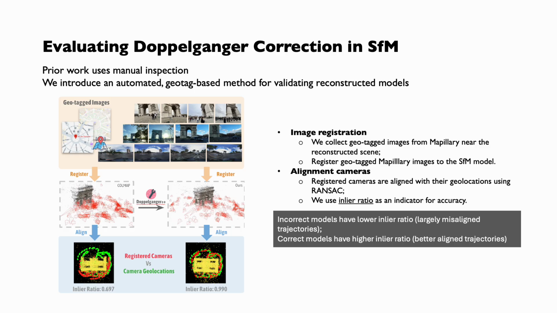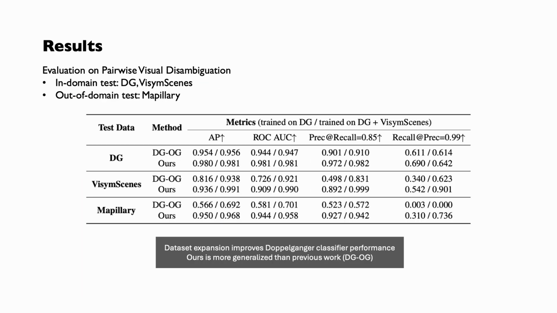We also noticed that there is no reliable benchmarking method for evaluating the accuracy and correctness of reconstruction results, especially in terms of how well they address the doppelganger issue. Therefore, we propose a comprehensive evaluation protocol to assess both reconstruction correctness and completeness. Essentially, this involves registering geotagged images to the SfM results and comparing how well the registered cameras align with their actual geolocation. We compute an inlier ratio as an indicator of how well the registered cameras align with their geolocation, and a higher inlier ratio means higher accuracy.